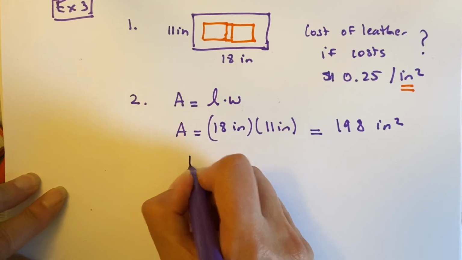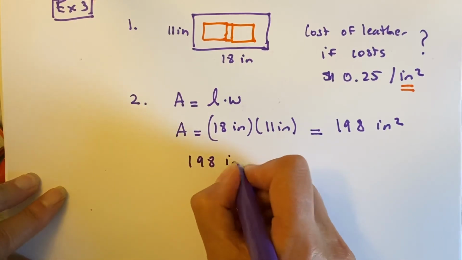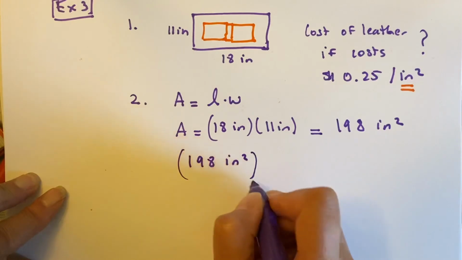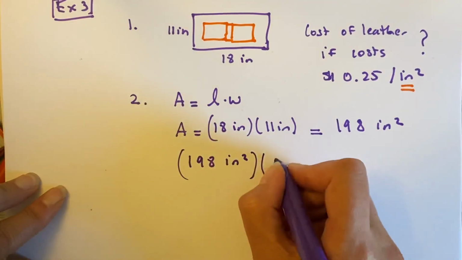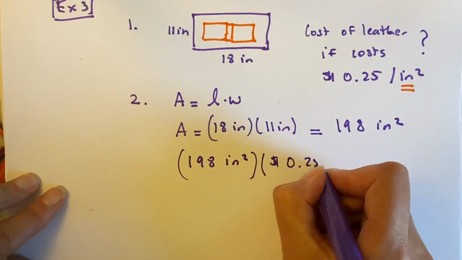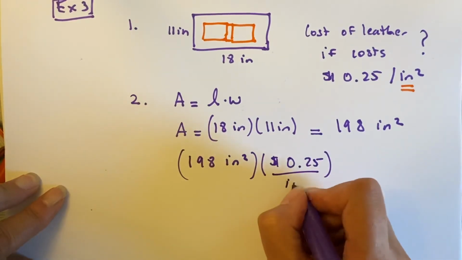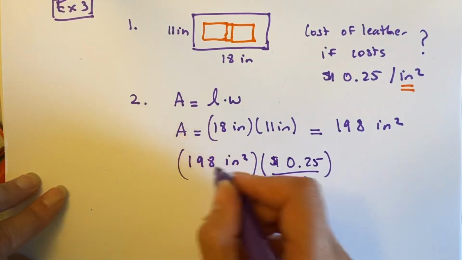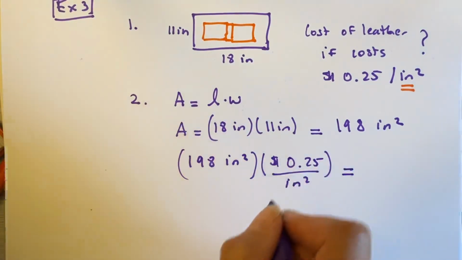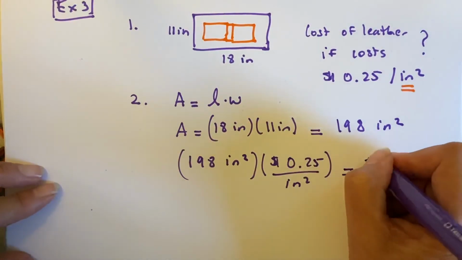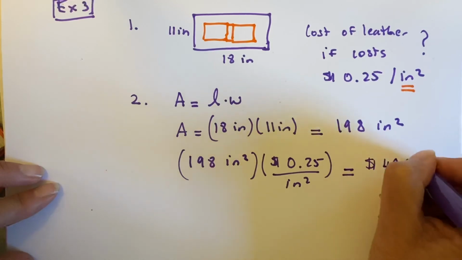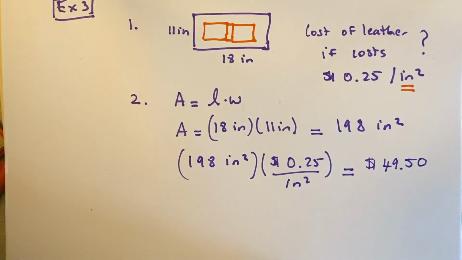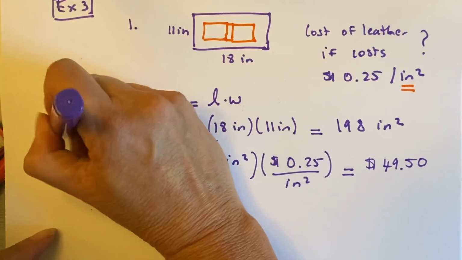If I have 198 square inches, and I know for every single one of those square inches, it's 25 cents per square inch for the first, second, all the way up to 198. Then I can multiply that together and find out that I need $49.50 to bind that whole book. All right, that is the end of 1.5, and I would like you to do guided practice 2.